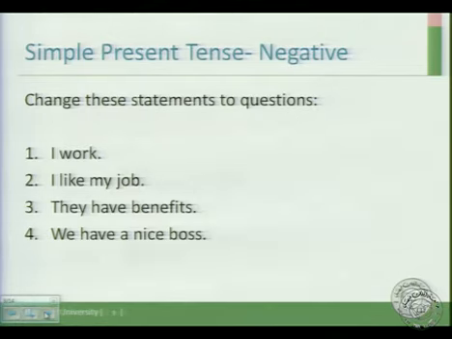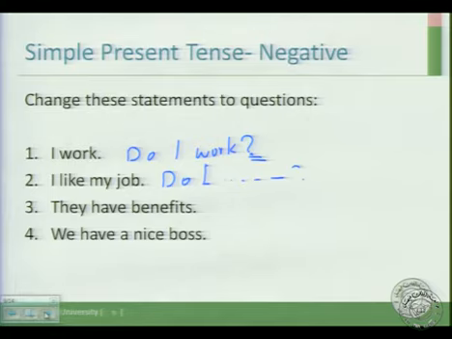I work. It becomes, do I work? Question mark. We use do. Why? Because we have I. Although I is one person, this is the English rule. We use do with I, they, we, you. So we have do in the beginning, and then the rest of the sentence, and a question mark. Do not forget the question mark. I like my job. It's the same. Do I like my job?